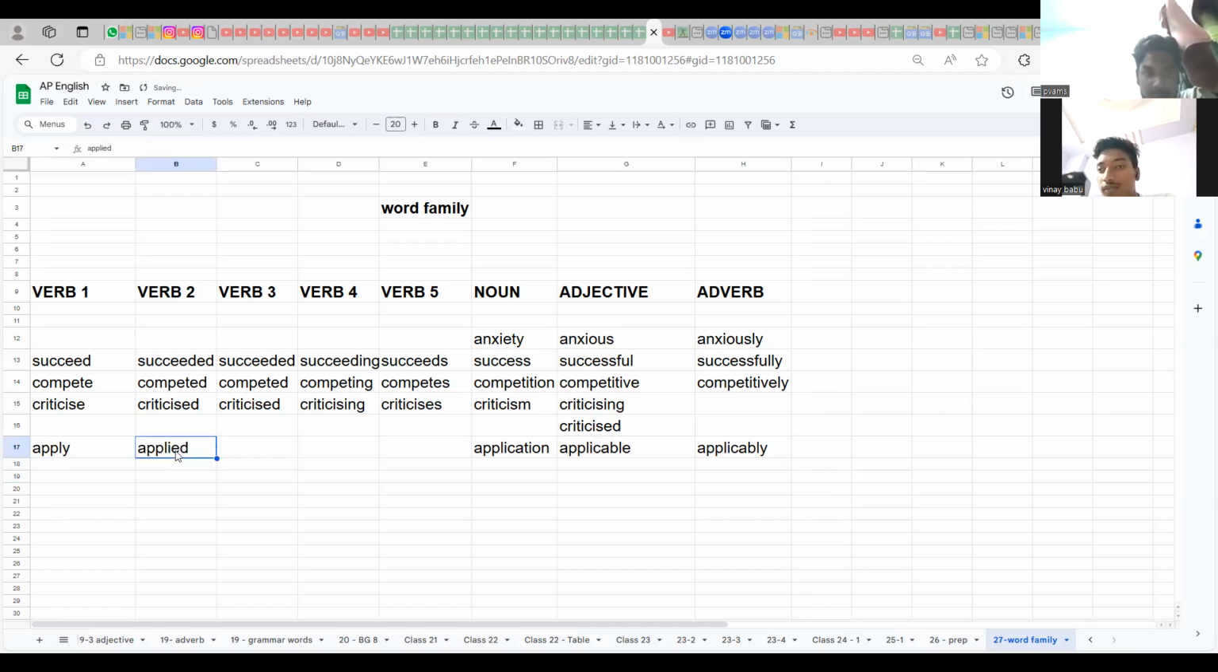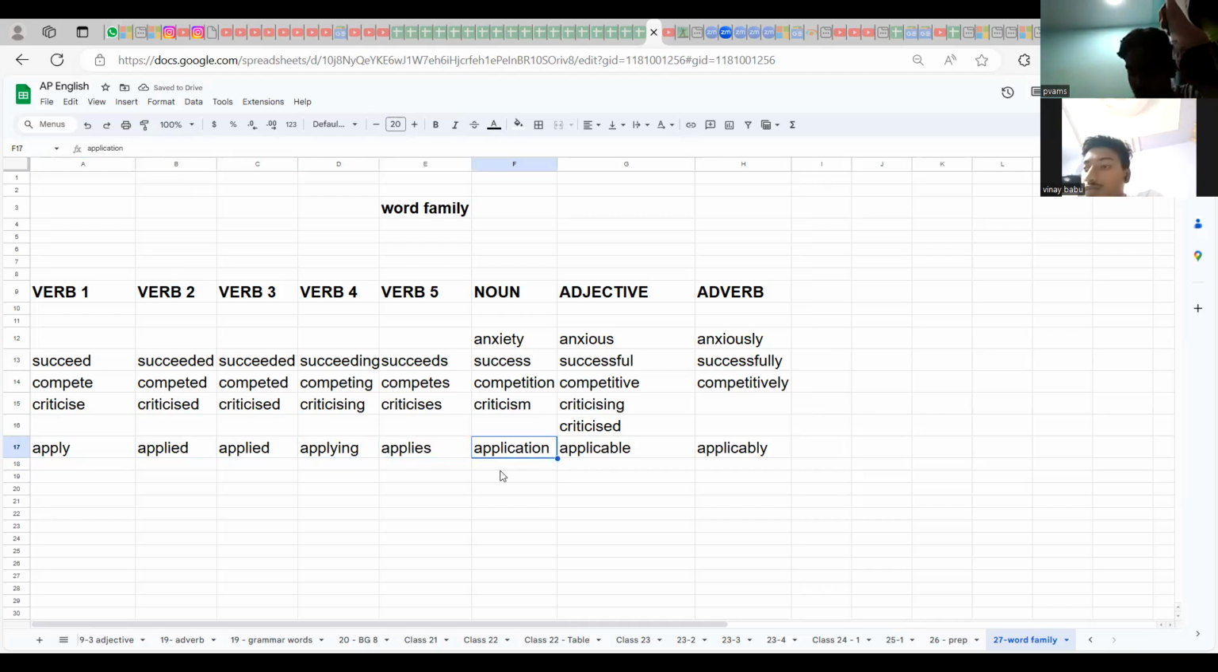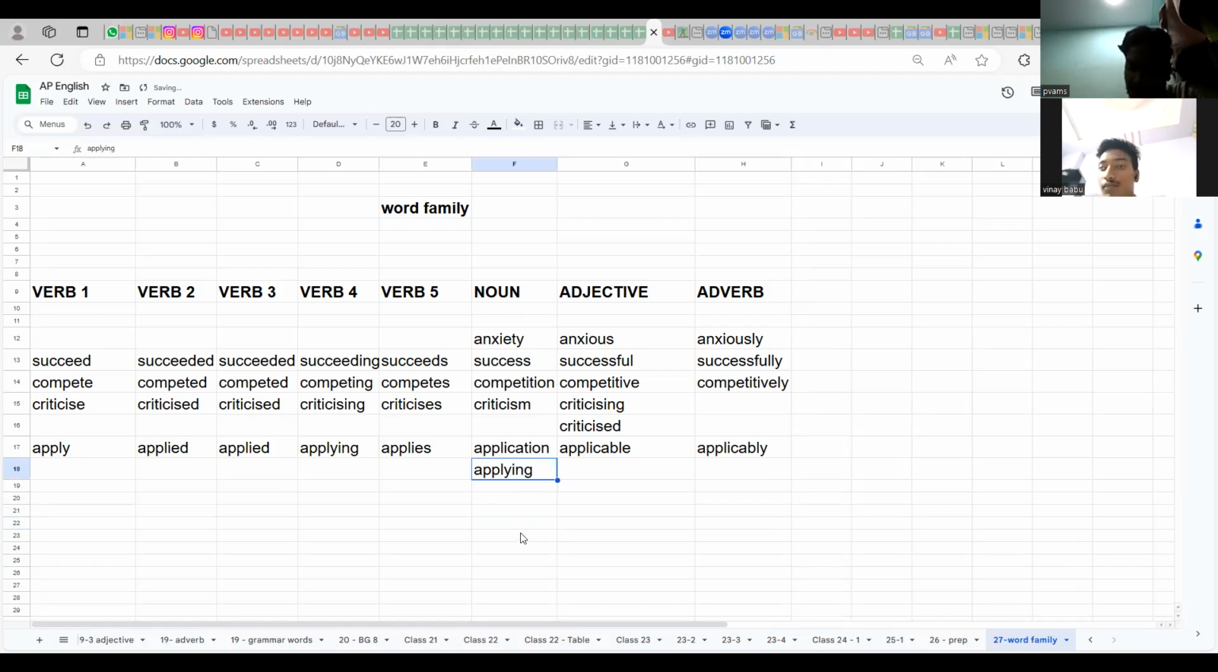Applied. Applying, applies. Note it down. So we are going to expand it. We are going to do at least 100 words today, which means 100 into at least 500 words. And you have to know the verb is like this, and it's getting changed into V2, V3, V4, V5. Look at that. I'm going to put a word here under noun, applying. It is called gerund. Note it down. That is also noun only. That is also coming under noun.